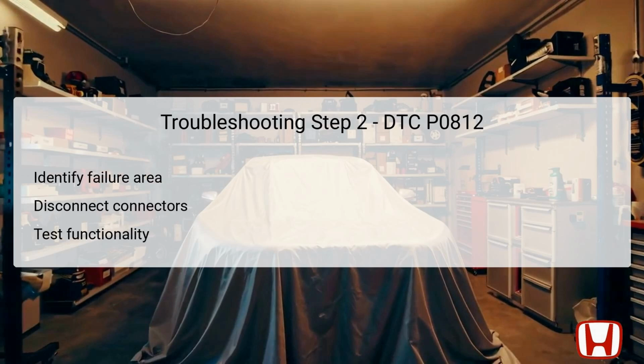The second step in troubleshooting involves isolating potential failure areas within the system, particularly focusing on the transmission range switch and the ATPR line. First, turn the engine off and disconnect the 10P connector associated with the transmission range switch to isolate the switch from the PCM for testing purposes.